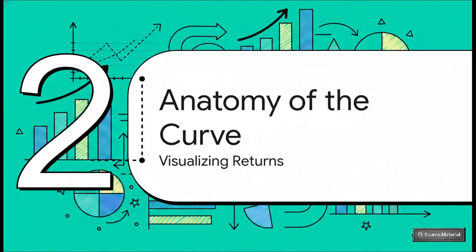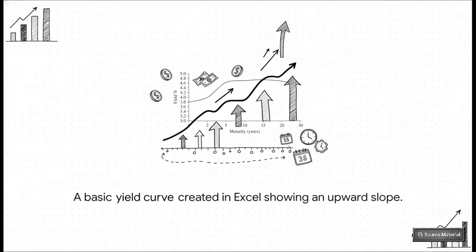Moving right along to part 2, anatomy of the curve. Let's see how this actually builds visually. Here's a classic example using UK gilts. You've got the maturity in years running along the bottom axis, and the yield percentage going up the side. And as you can clearly see, it generally slopes upward over time.